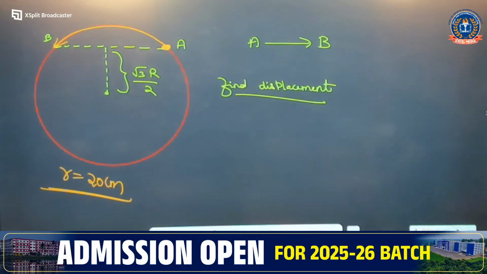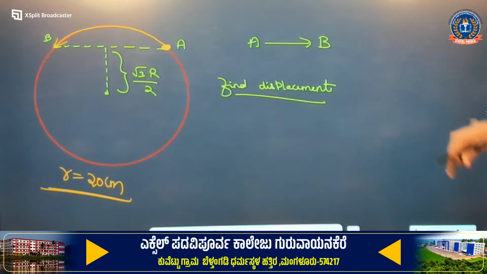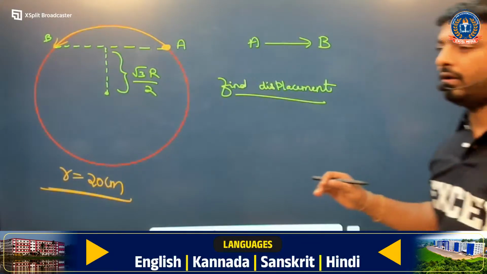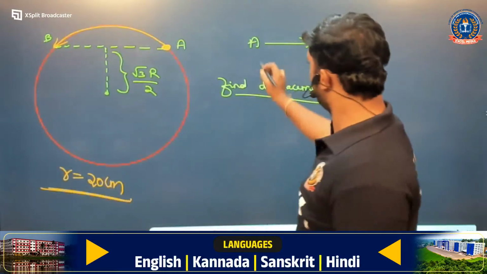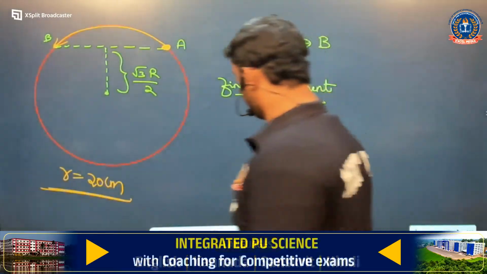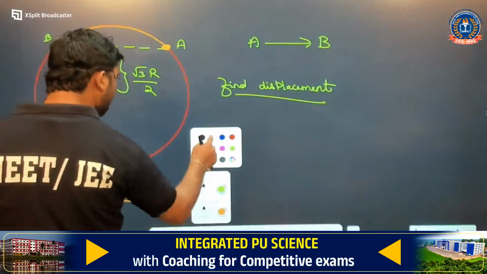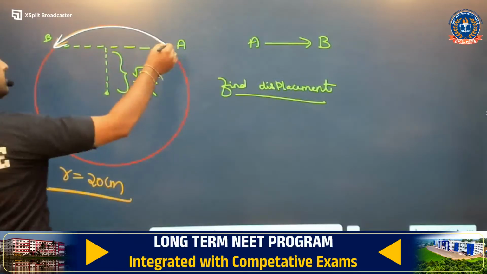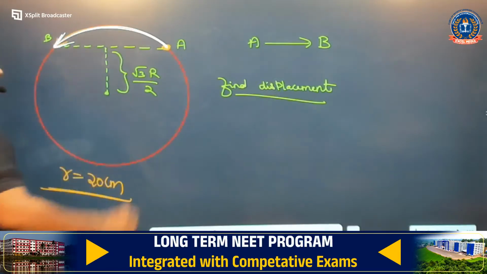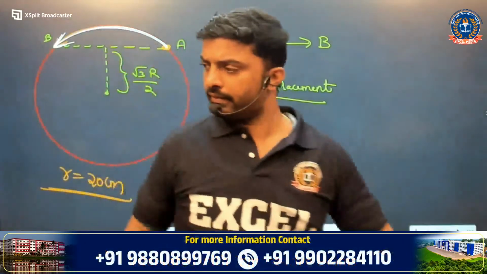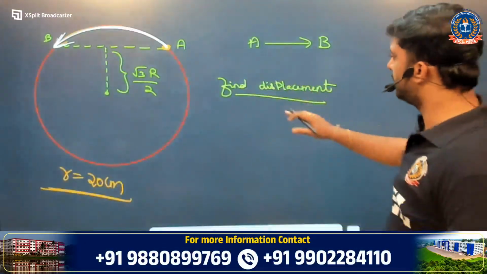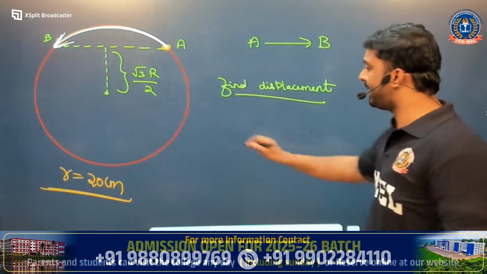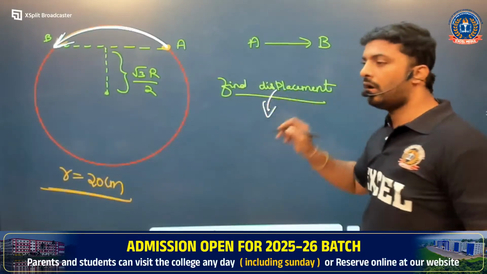R ಕೊಟ್ಟಿದ್ದೀವಿ 20 centimeter. ಇದು ಆಲ್ರೆಡಿ ಕೂಡ ಡಿರೈವ್ ಮಾಡಿದ್ವಿ ನಾವು ಎರಡು ಪ್ರಾಬ್ಲಮ್ ಹಿಂದೆ. ನೋಡಿ ಈಗ, ಎ ಇಂದ ಬಿ ಹೋಗಿದ್ದೇನೆ. ಯಾವ ಪಾತ್? ಐ ಹ್ಯಾವ್ ಡ್ರಾನ್ ದ ಪಾತ್ ಹಿಯರ್. ಎ ಇಂದ ಬಿಗೆ ಹೋಗಿದ್ದು ಈ ಥರ. A person went from A to B, but find displacement ಅಂತ ಕೇಳಿದರೆ, you should know how to find displacement.